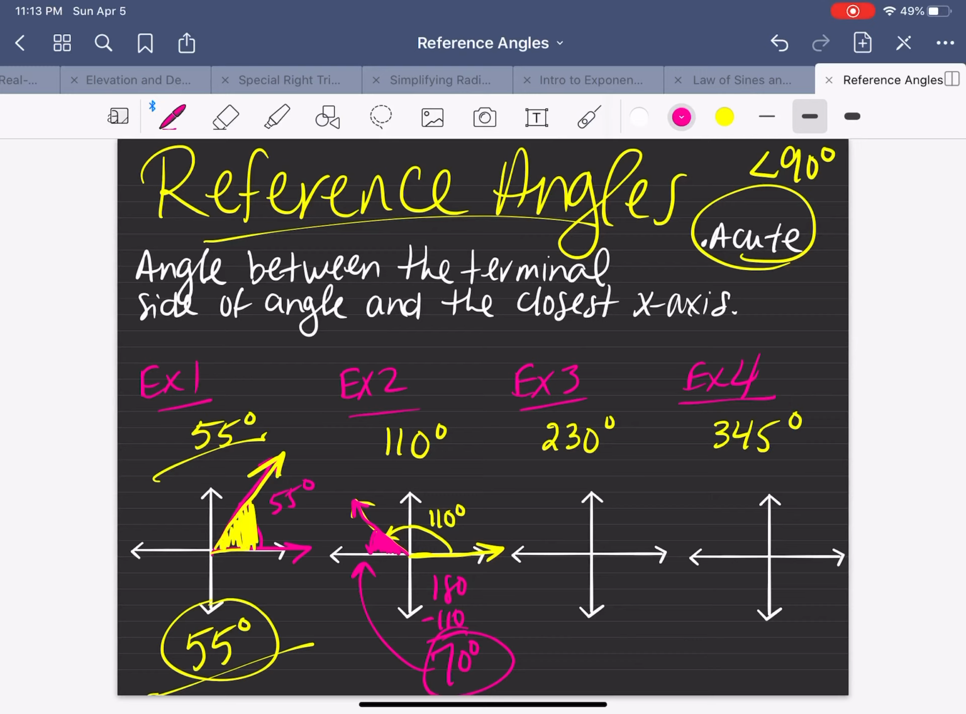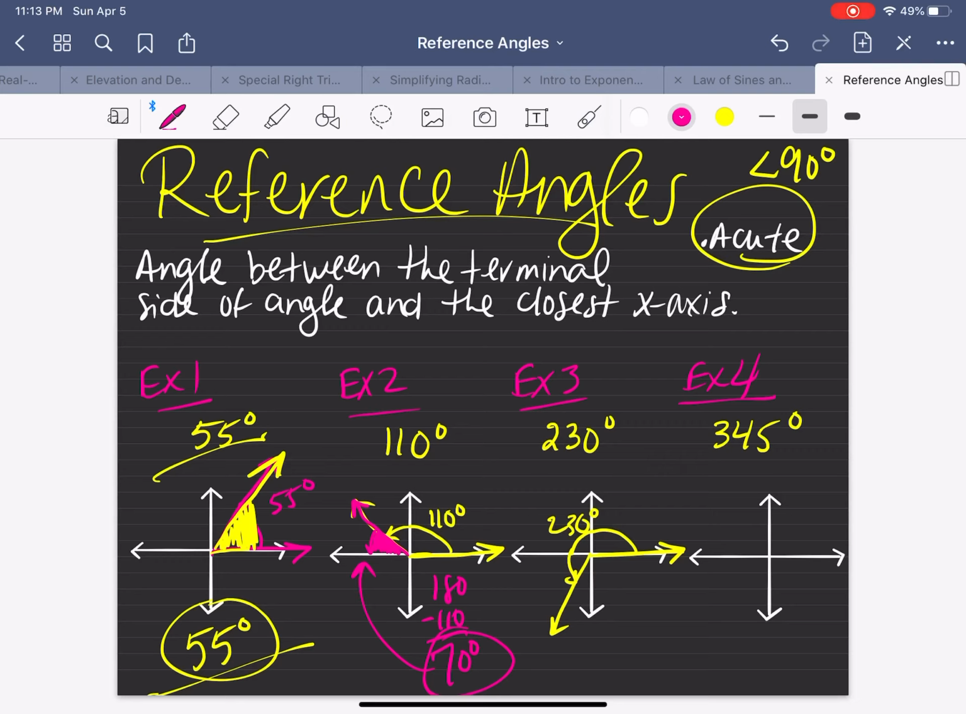Now 230 degrees. Let's graph it, always in the same spot for the initial. That's 90, 180. If I touch the y-axis again, that's 270, so that's too much. So I have to stop before I hit 270. Now let's fill in the angle that we're trying to find.